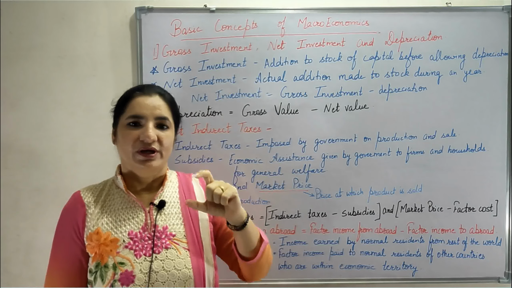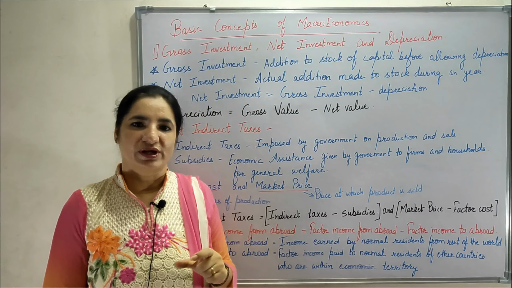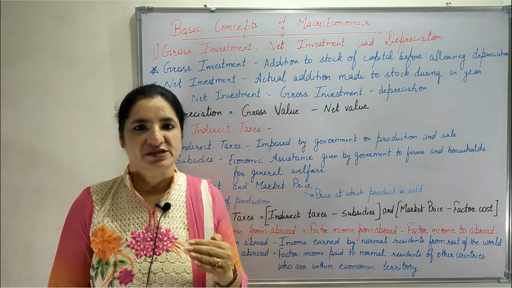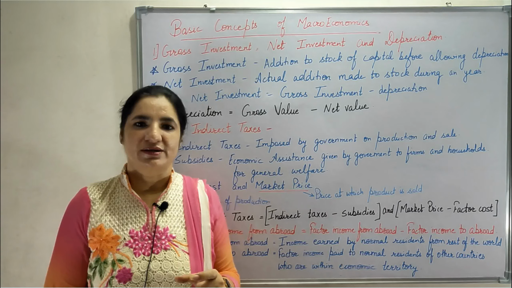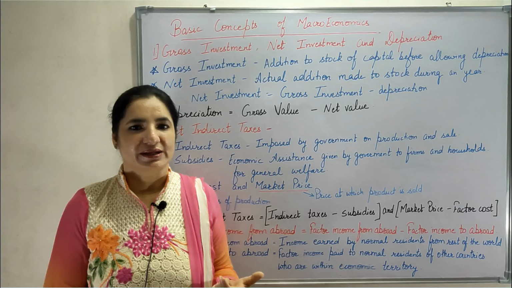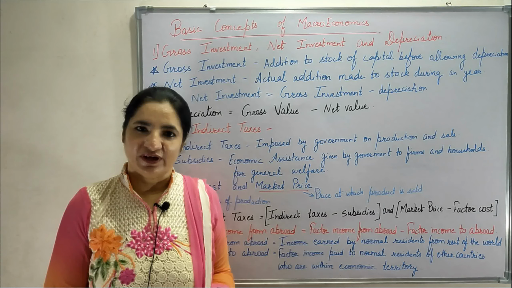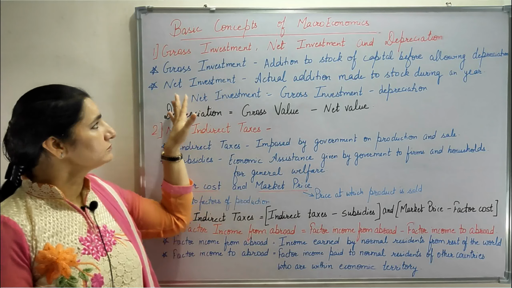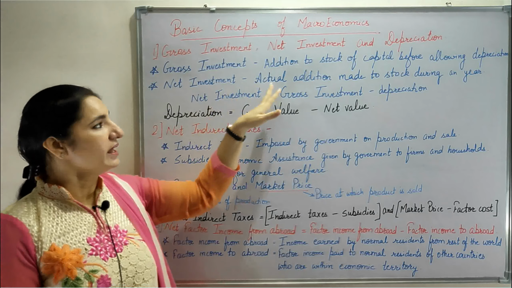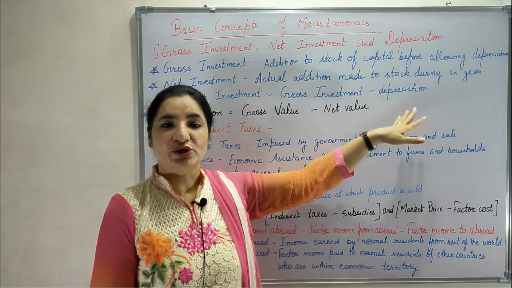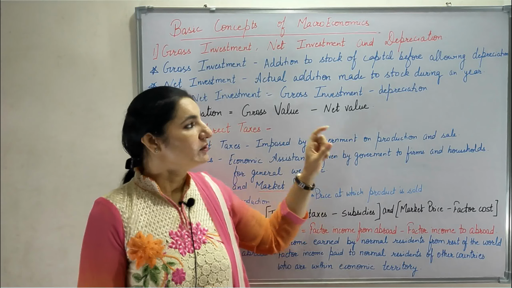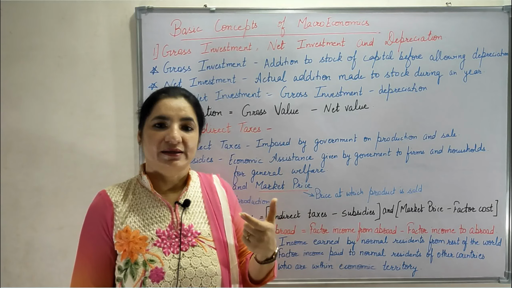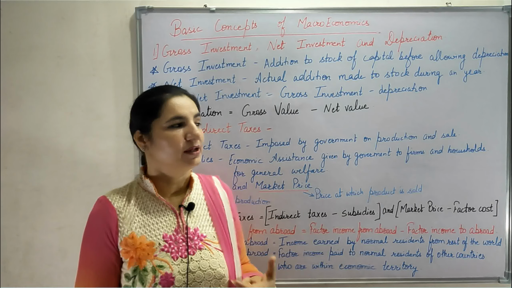Now suppose we utilize this machinery for 4 years and it was purchased for 1 lakh rupees. So 1 lakh will be divided by 4, and per year depreciation comes to 25,000, and 25,000 will be reduced every year. So net investment is the actual addition made to stock during a year. We are talking about a year here because we are depreciating it every year.